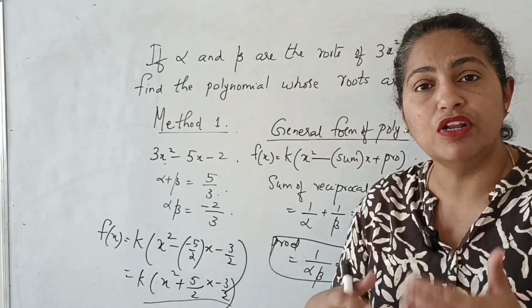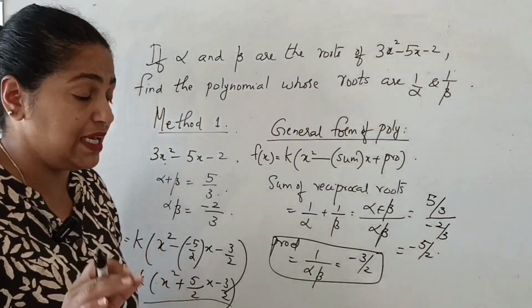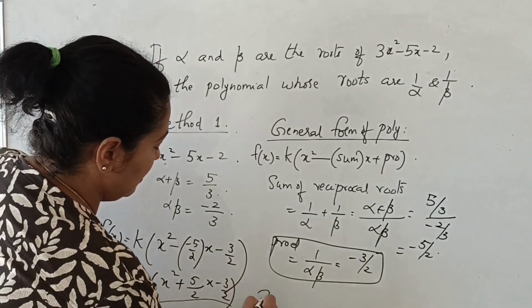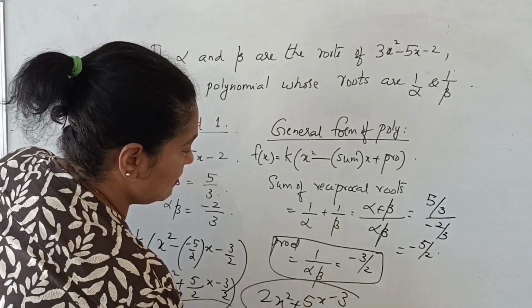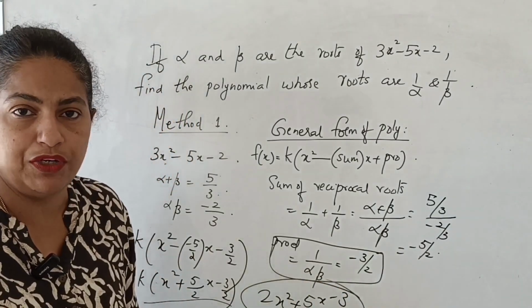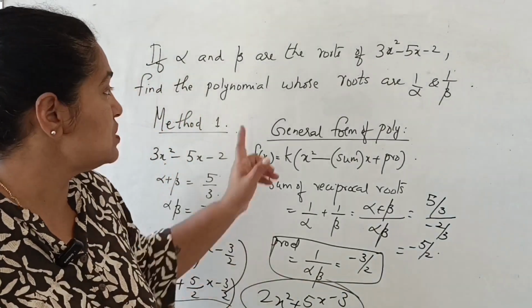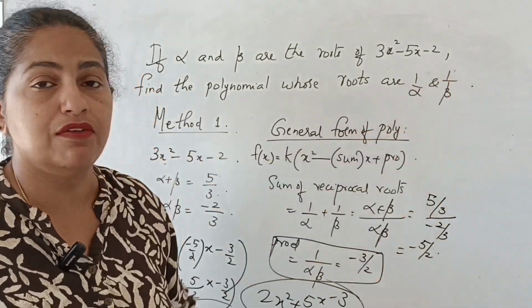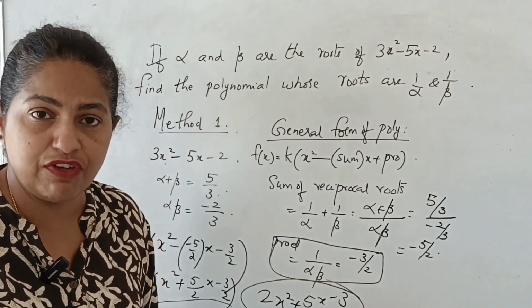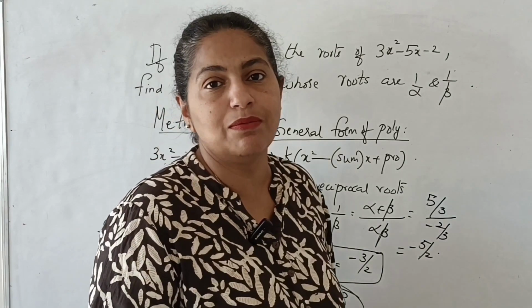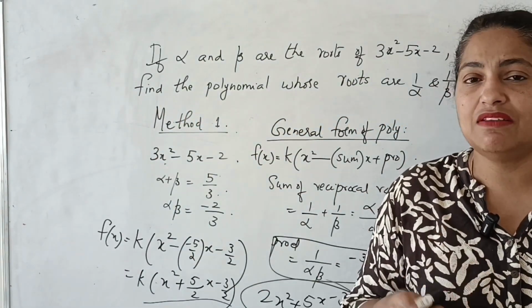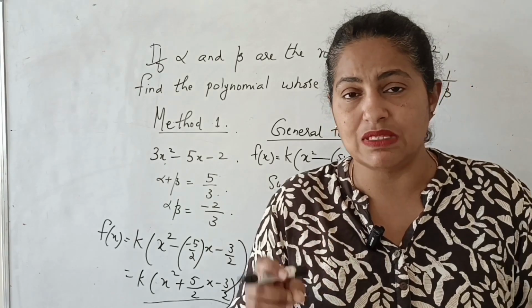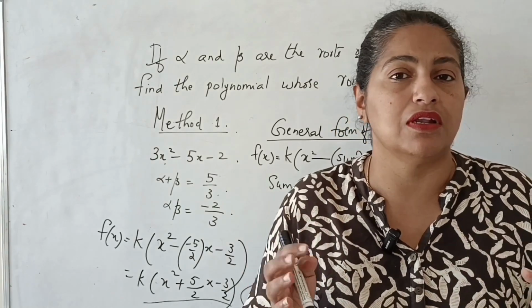Now if I modify it and write, what do I get finally? I will get the polynomial as 2x square plus 5x minus 3. This is our required polynomial whose roots are the reciprocals 1 by alpha and 1 by beta. This is my first method and this should be the method that you should normally follow. There is a reason: normally when we are doing any sums, I do not insist on any particular method.